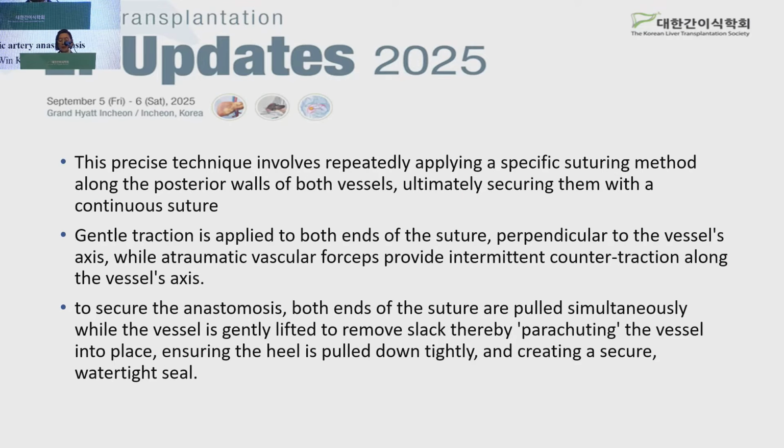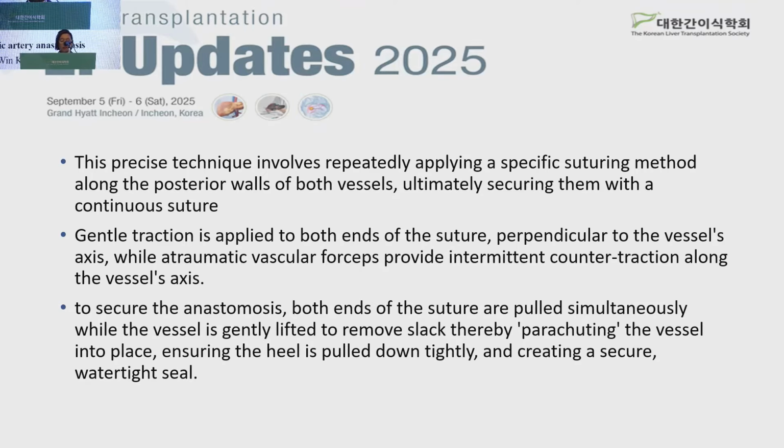This precise technique involves repeatedly applying a specific suturing method along the posterior wall of both vessels, ultimately securing them with continuous sutures. And then gentle traction is applied to both ends of the suture, perpendicular to the vessel axis, while atraumatic vascular forceps provide intermittent counter traction along the vessel axis.